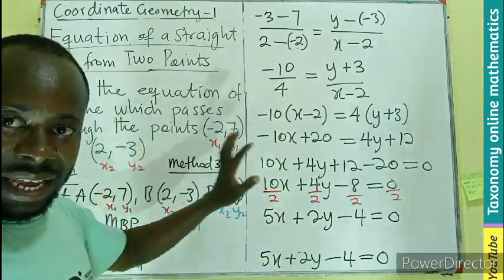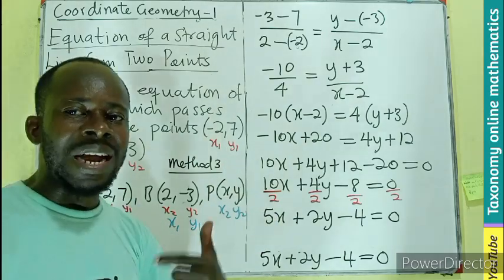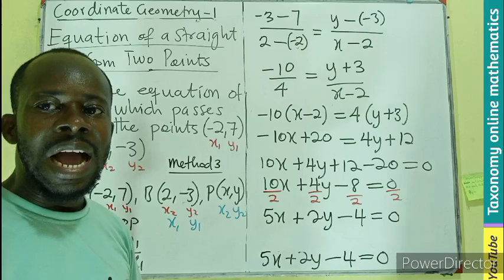So these are the 3 various steps that we can follow in order to arrive at the equation of a straight line when 2 points on the line are given.